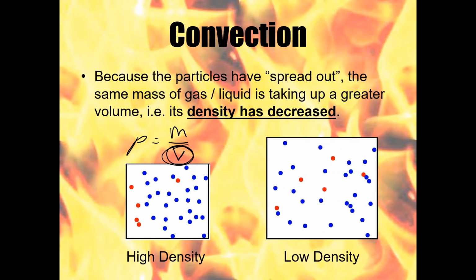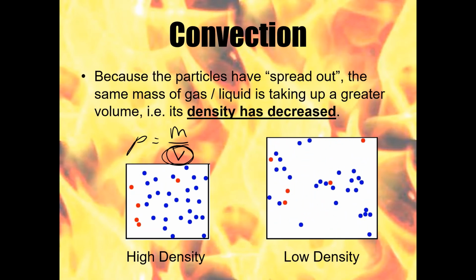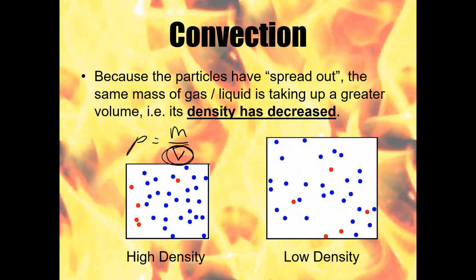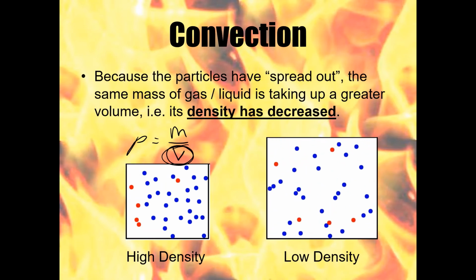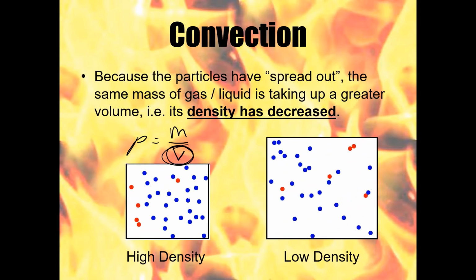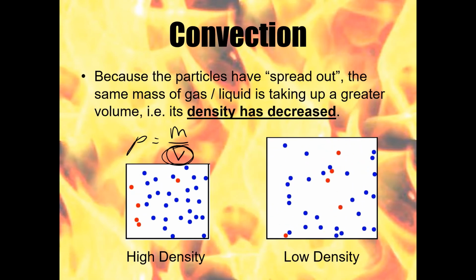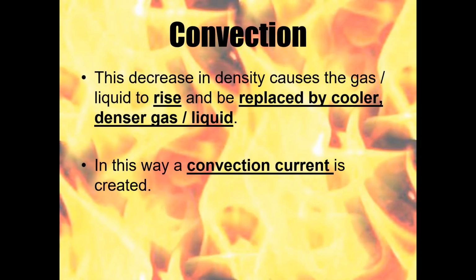You can see that in these diagrams here. We've got the same number of particles in both. I don't know why the one on the left isn't animated, but I'm not going to spend a huge amount of time trying to get that sorted. It's not really important. The point is, same number of particles, but on the right we've got a greater volume, and so they're much further apart. The density has gone down. So because the density has gone down, that gas or liquid, that fluid, is going to rise.